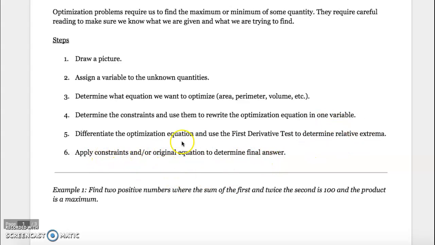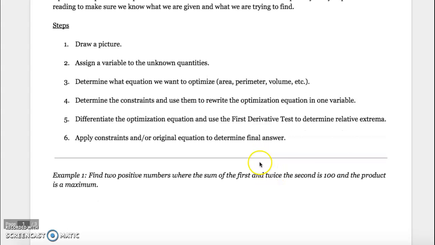Once you're done with that, you actually want to go back and answer the freaking question, AFQ. So you want to apply any of your constraints or your original equation to determine your final answer. If they want the maximum area, your final answer better be the maximum area, not just what dimensions would make that happen. I figured we'd go through a couple of examples and then do a couple more together later. So let's look at this first example.